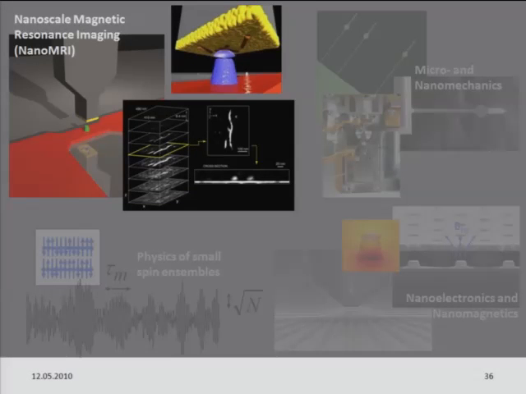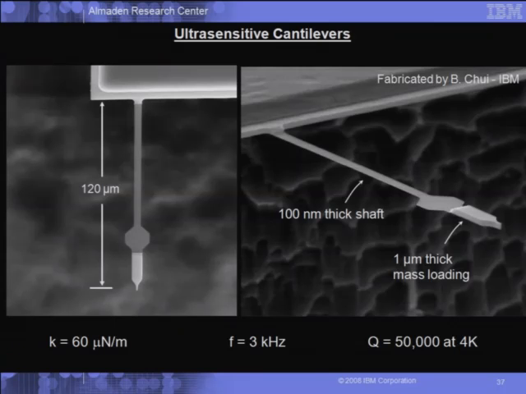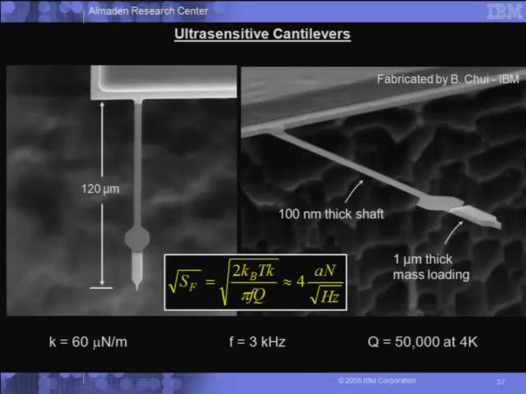So this is an experiment that was done at IBM while I was a postdoc there. And we used these kinds of cantilevers that I was telling you about, single crystal cantilevers, 100 nanometers thick and about 100 microns long. You can see these are extremely soft cantilevers. They're something like 60 micronewtons per meter. If you take a standard AFM cantilever, it's something like 1 newton per meter. And these kinds of cantilevers at 4 Kelvin give you a thermal force noise of about 4 attonewtons per root hertz.